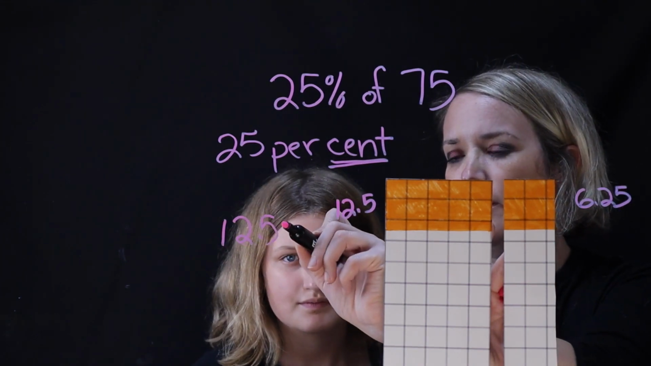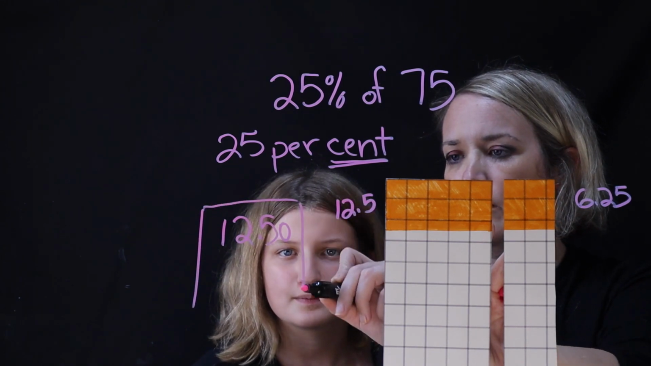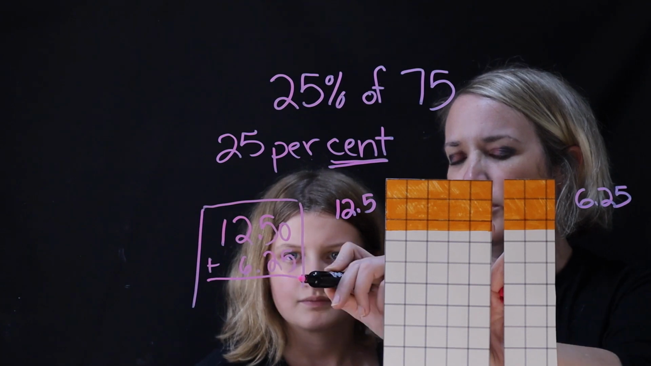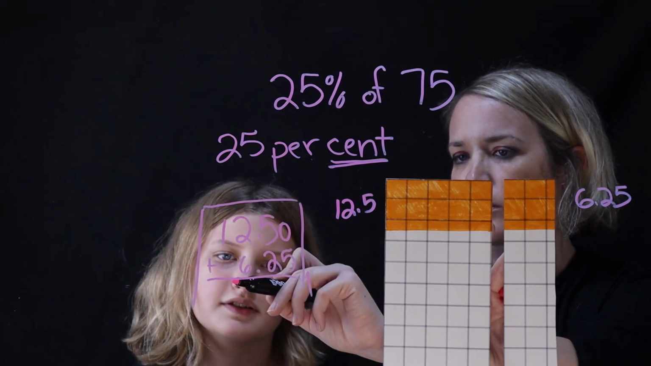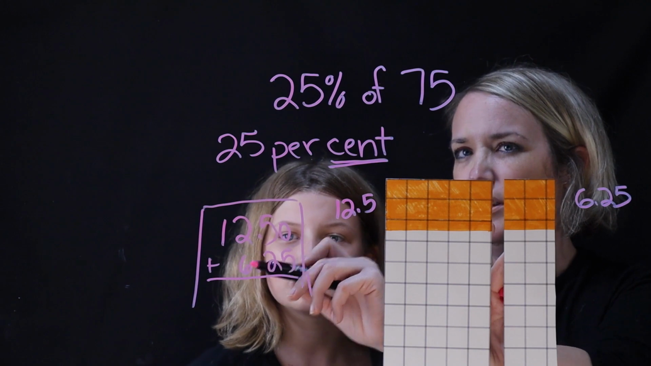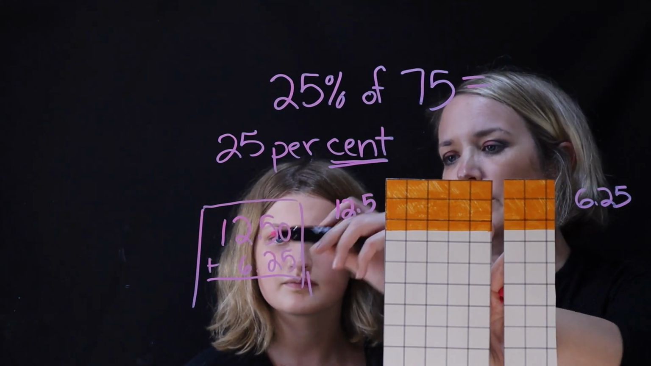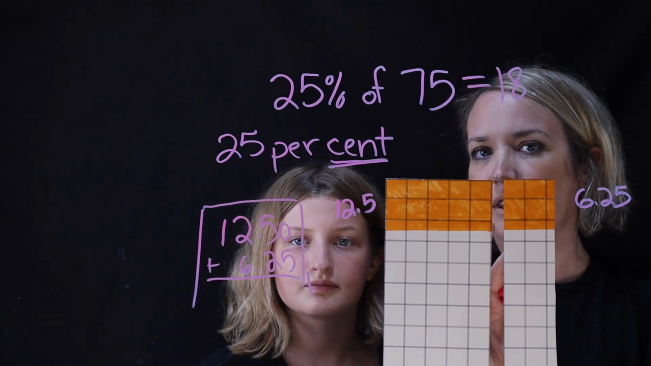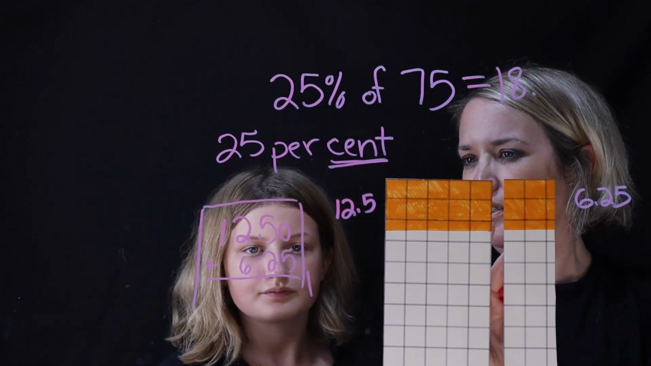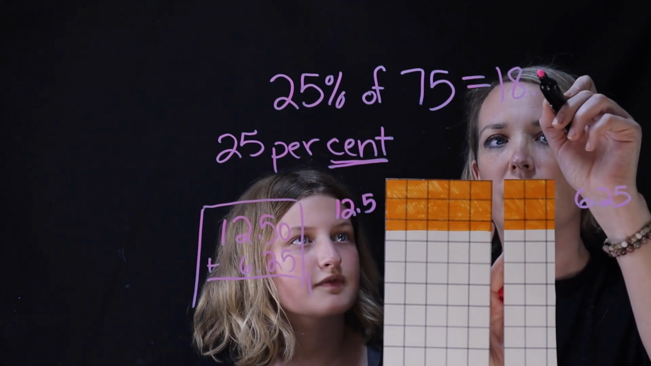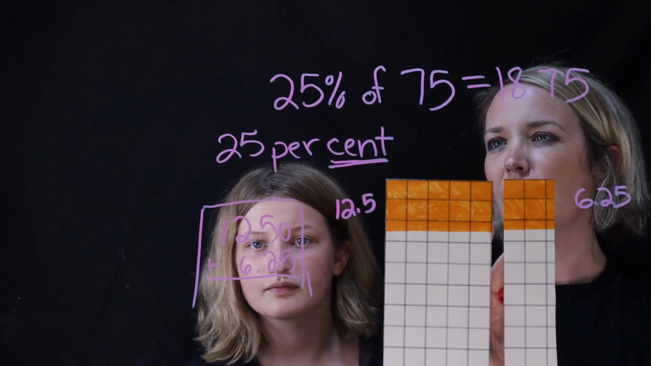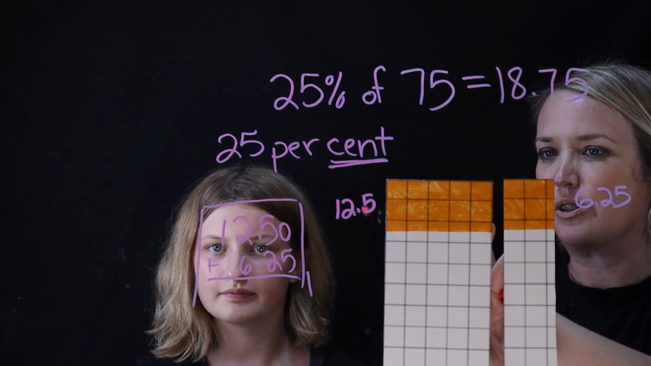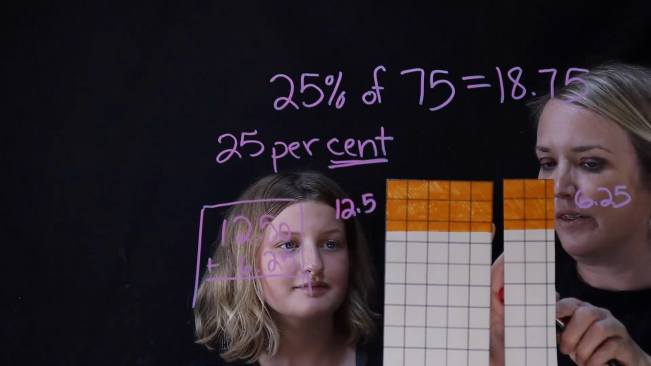Okay, let's just show them this, because that was really quick. So $12.50 plus $6.25 gives you how much? $18.75. So 12 plus 6 is 18, and then 50 cents plus 25 cents is 75 cents. Okay, great. So 25% of 75 is $18.75, and those are the orange ones. Great job, Anna. Thanks. Bye, everyone.